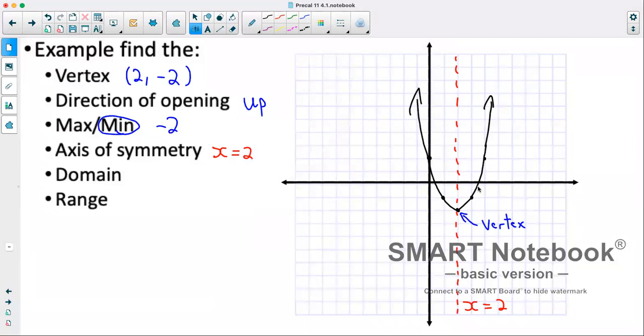Now our domain, like I mentioned, is x is all real numbers because our parabola is just going to continue forever, both left and right. Our range, we have a low spot here where our minimum is, so our y has to be equal or greater than that location.